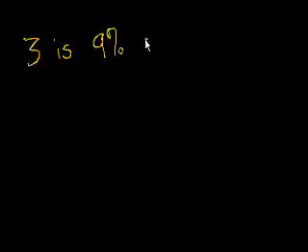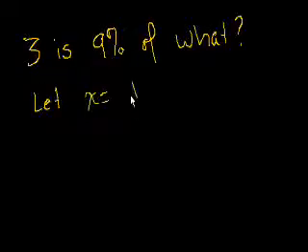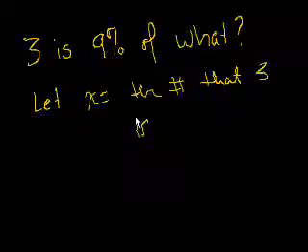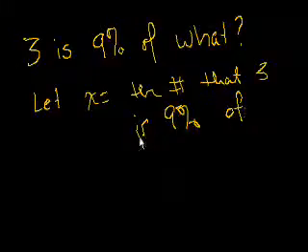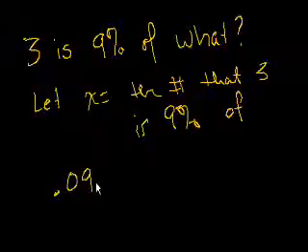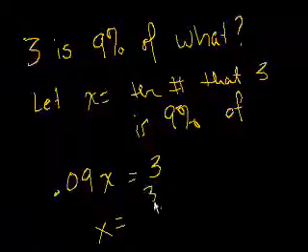I'm picking numbers randomly. Let's say 3 is 9% of what? So once again, let's let x equal the number that 3 is 9% of. Well, in that case, we know that 0.09x, that's the same thing as 9% of x, is equal to 3. Or that x is equal to 3 divided by 0.09.